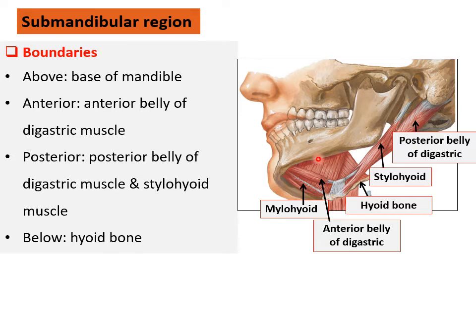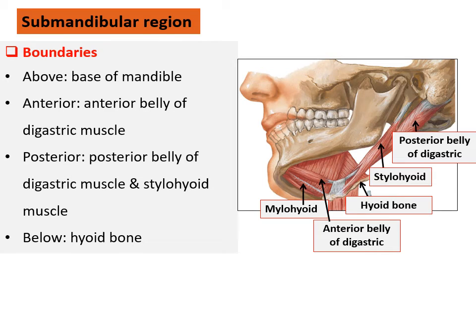As the name suggests, it is located below the mandible. You can see here, this is the region called the submandibular region. It is bounded by the following structures. Above, it is bounded by the base of the mandible. Anteriorly, it is bounded by the anterior belly of the digastric muscle. Posteriorly, it is bounded by the posterior belly of the digastric muscle and stylohyoid. Below, it is bounded by the hyoid bone.